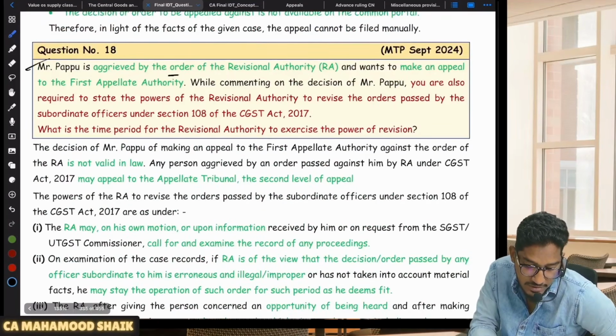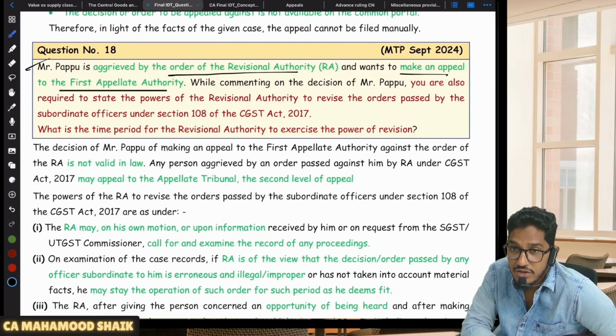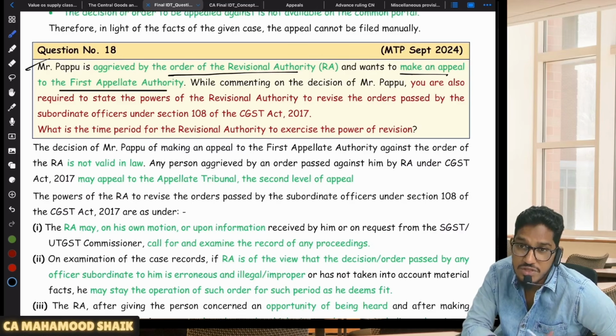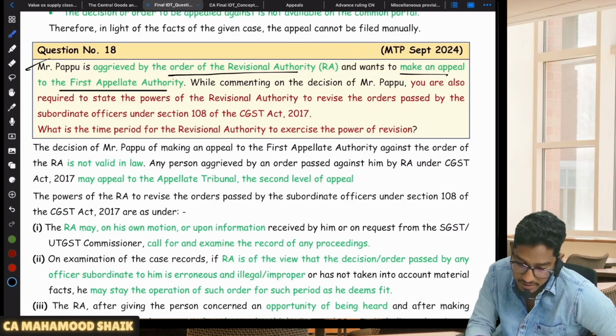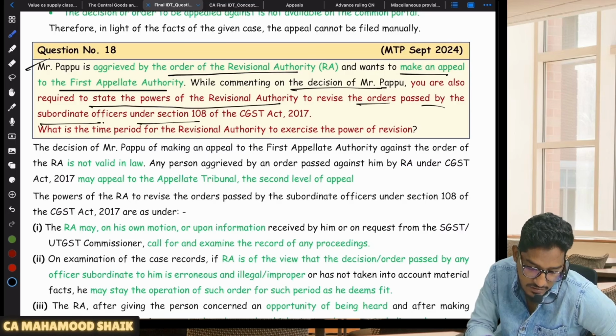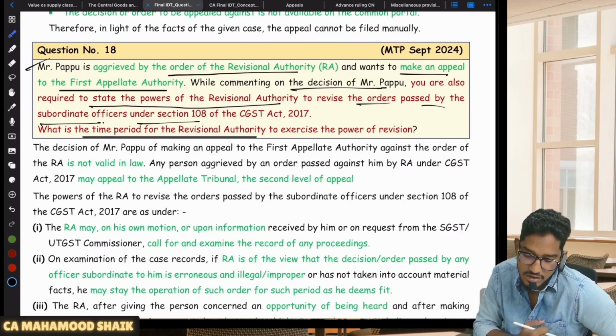Mr. Pappu is aggrieved by the order of revisional authority and wants to make an appeal to the first appellate authority. Is it valid? Revisional authority, he wants to challenge with the appellate authority. Can he do it? No. Revisional authority orders directly go to appellate tribunal. While commenting on the decision of Mr. Pappu, you are also required to state the powers of the revisional authority to revise the orders passed by subordinate officers under section 108. What is the time limit for revisional authority to exercise the power? Everything you write about that revisional authority, and finally write the conclusion also.